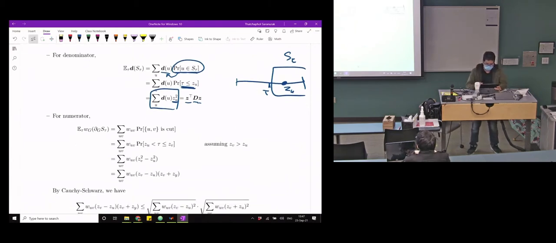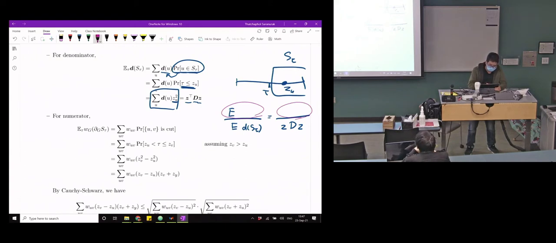So we have that this part here is equal to CD. And now we need to analyze the thing above here, which is just the expectation of the size of the cut.